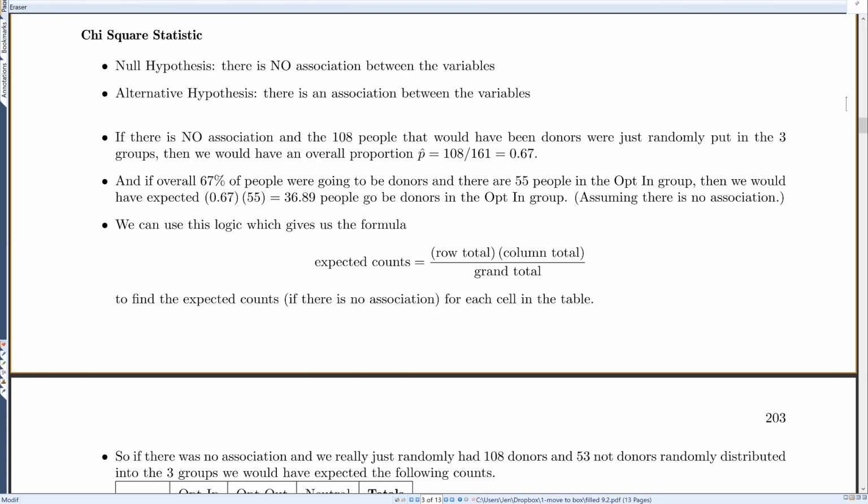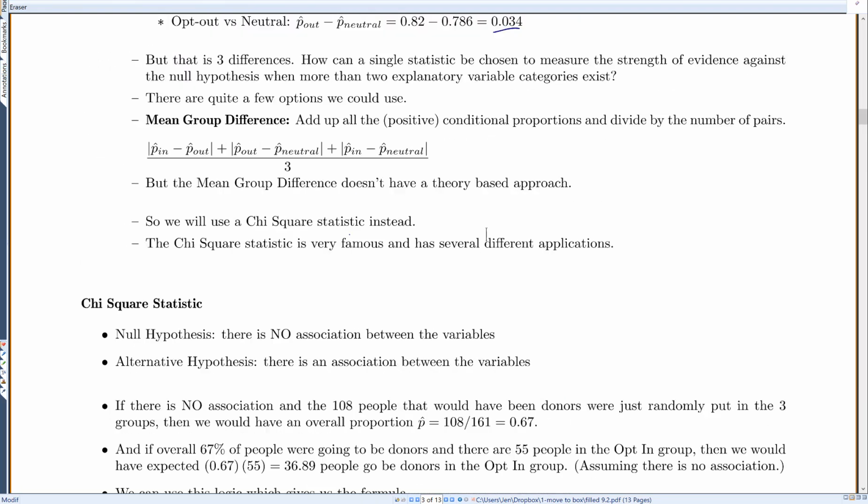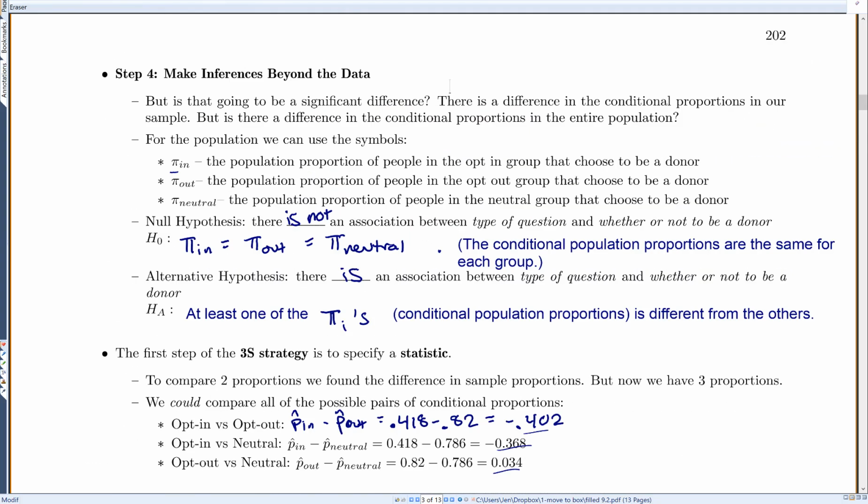The null hypothesis is that there's no association between the variables. The alternative is that there is an association. So if there were no association, and the 108 people that would have been donors were just randomly put into the 3 groups, then we'd have an overall proportion of donors. We can just say p hat. If you look back up our table, there were 108 total. Let's go up.